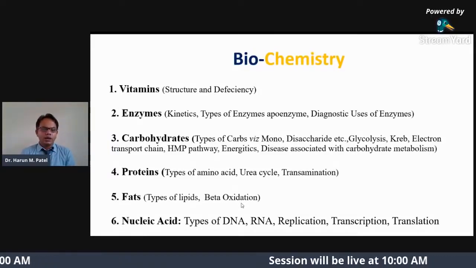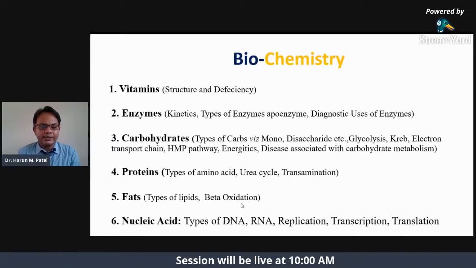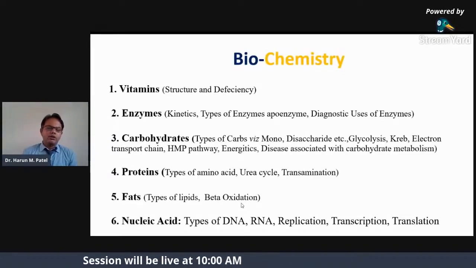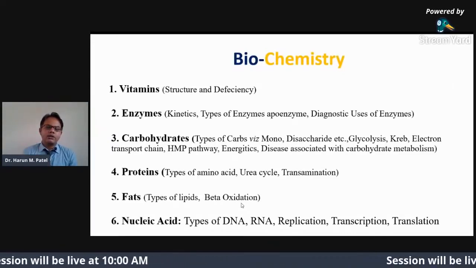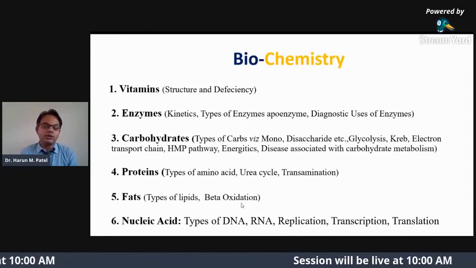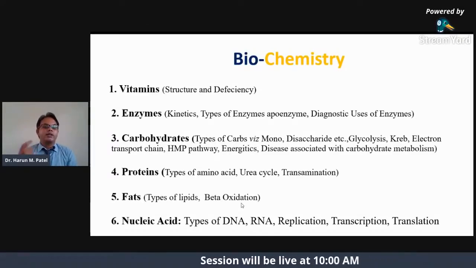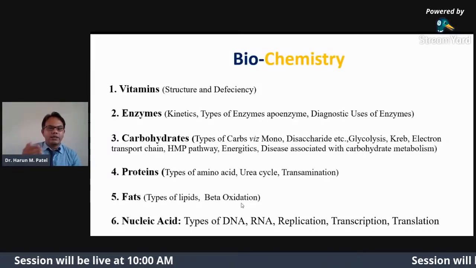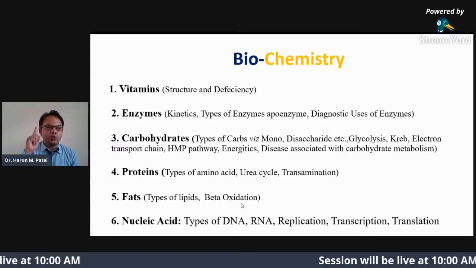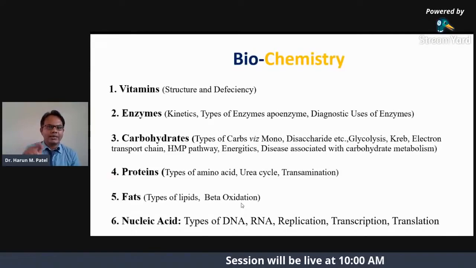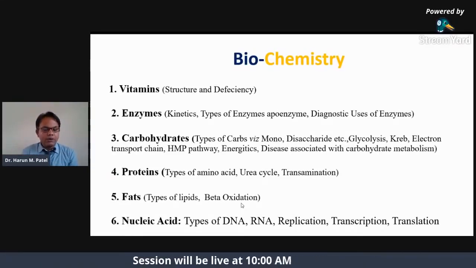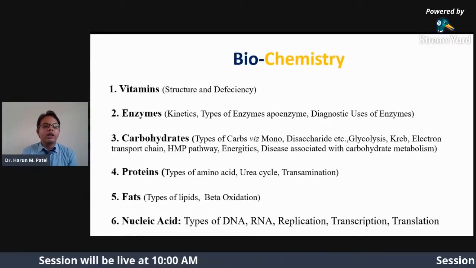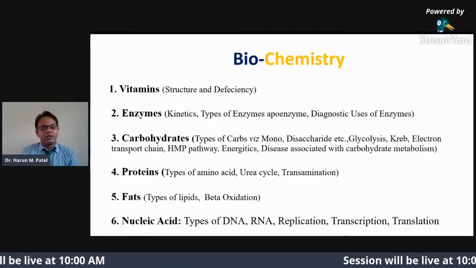And the last topic in biochemistry is nucleic acid chemistry. I have observed, I have studied the last 32 years of questions, and it's my observation that on an average, I can say that every year there is at least one question on nucleic acid. The question may be related to types of DNA, types of RNA, replication, transcription, and translation.